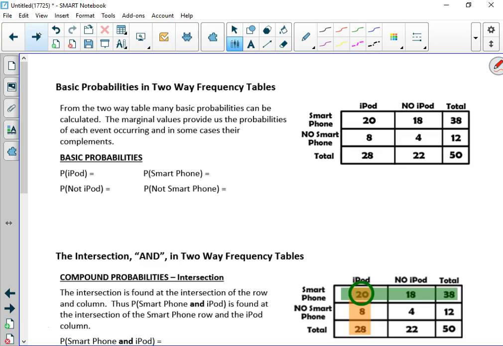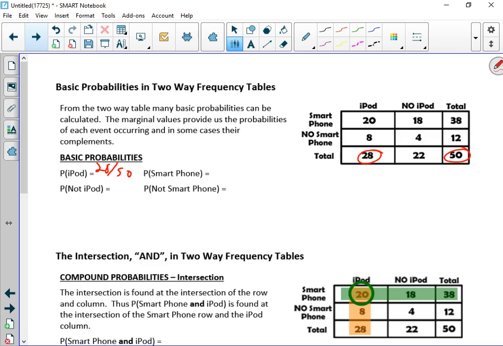Basic probabilities in a two-way frequency table. From the two-way table, many basic probabilities can be calculated. The marginal values provide us the probabilities of each event occurring, and in some cases they're complements. So, the basic probability of an iPod. Well, you look at the total for iPod and the total overall. 28 out of 50.